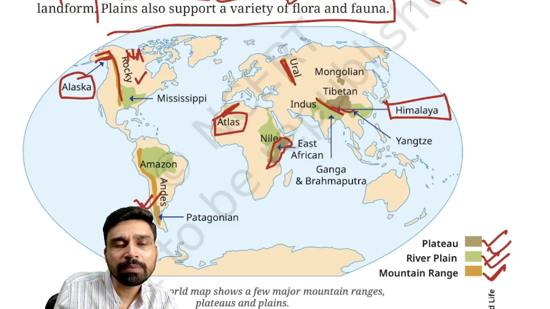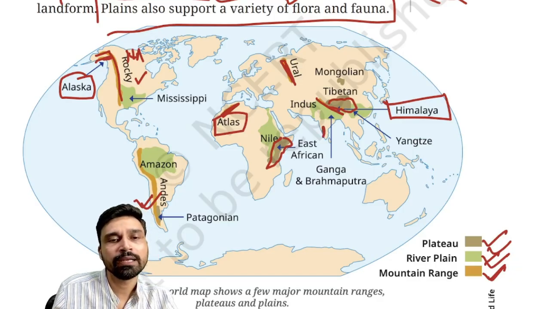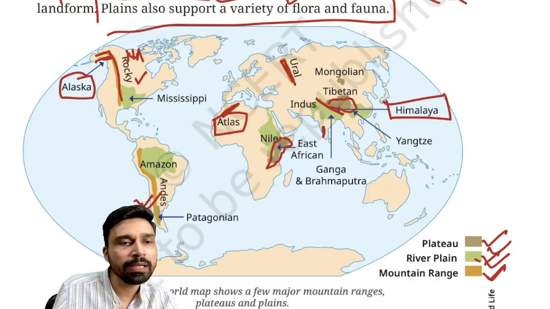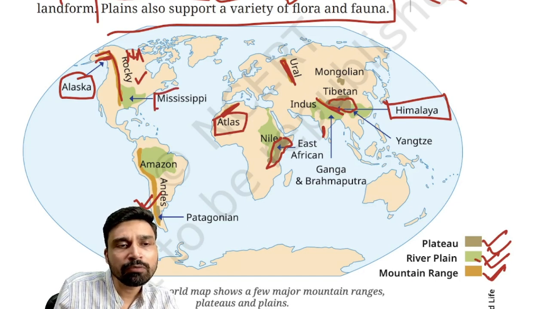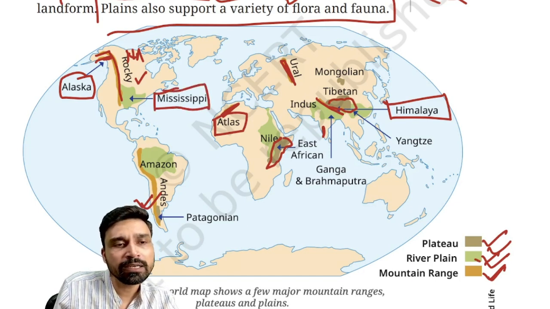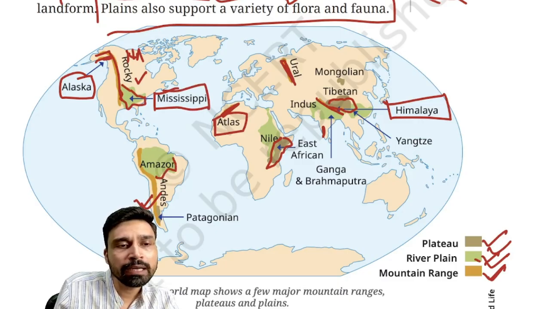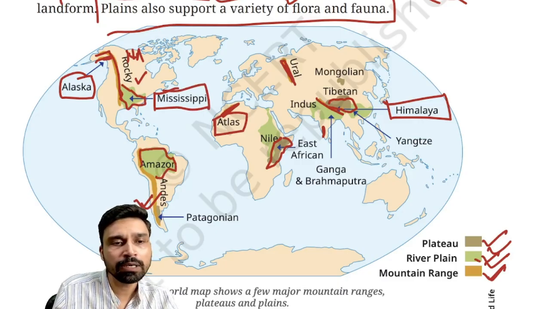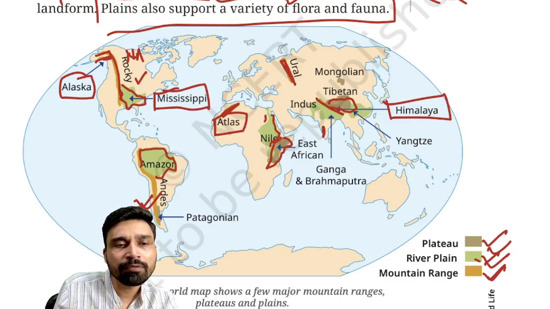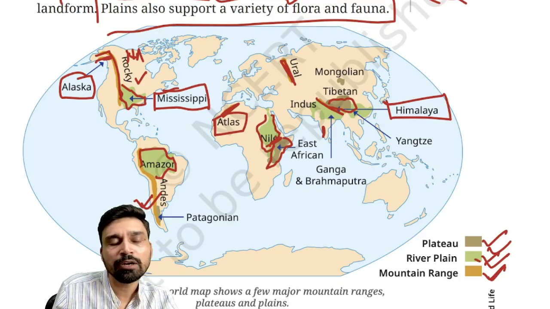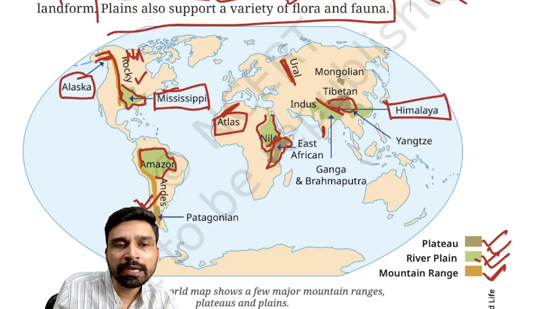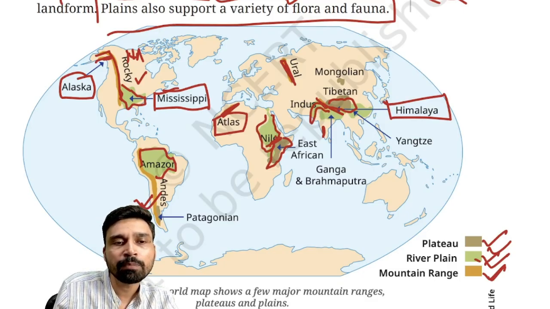Then we have the Tibetan Plateau, as we have discussed before, and also the Deccan Plateau you would find here. Then we talk about the river plains. The river plains of the Mississippi, one of the major rivers of North America, has created a fertile plain. Similarly, the Amazon River in South America has created a large fertile plain. The Nile River has created a fertile region in Egypt and other countries of Africa. And the Indus River has created a fertile plain in Pakistan.